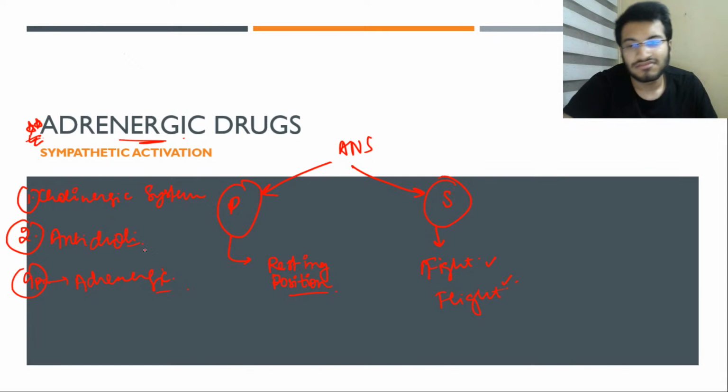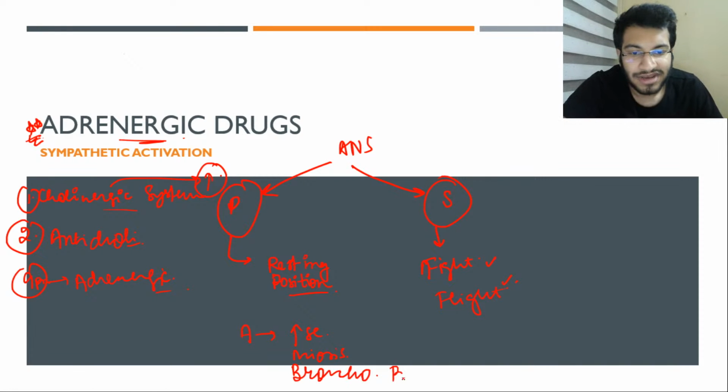So guys, cholinergic system means when there is a parasympathetic stimulation, and there are actions like increased secretions, miosis, bronchospasm, bradycardia, and all of that.